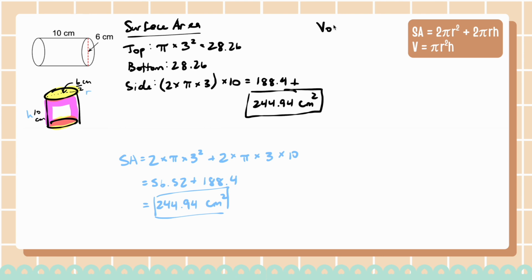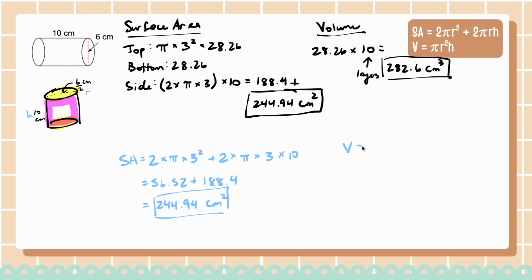All right, let's move on to volume. So remember, for the volume, we can take the circular base, which is either the top or the bottom. So in this case, 28.26. And then we're going to multiply it by however many layers there are. So in this case, it's going to be a height of 10. So these are my layers. If I multiply this, this gets me a total volume of 282.6, and that's centimeters cubed. And this is my volume.